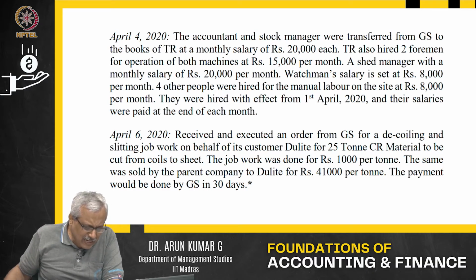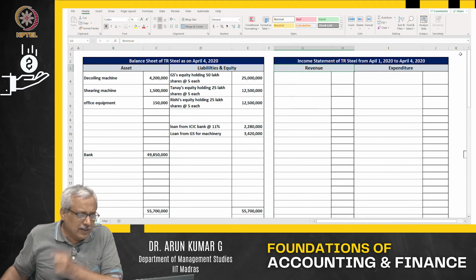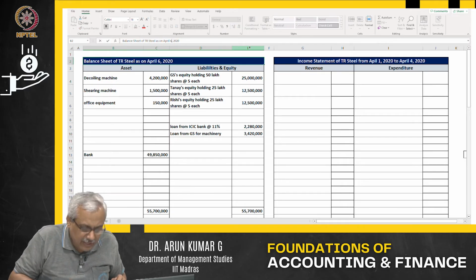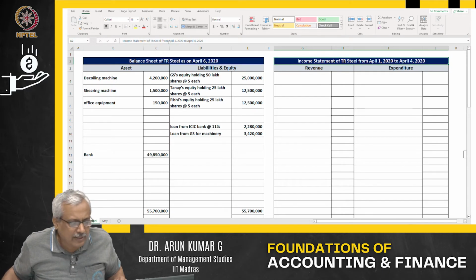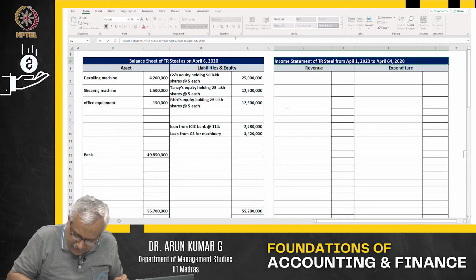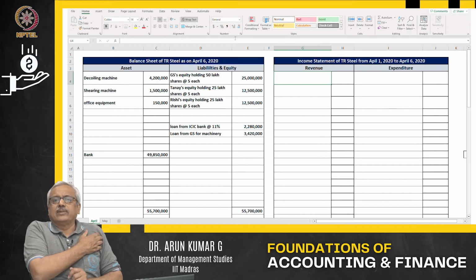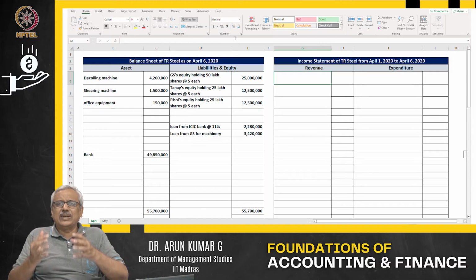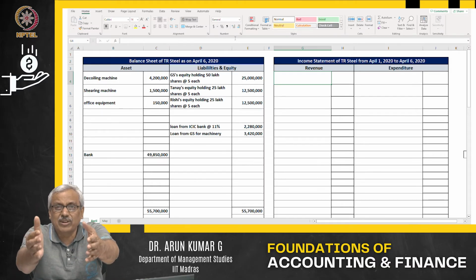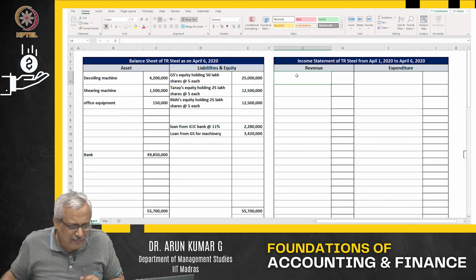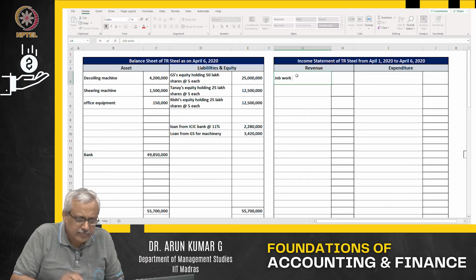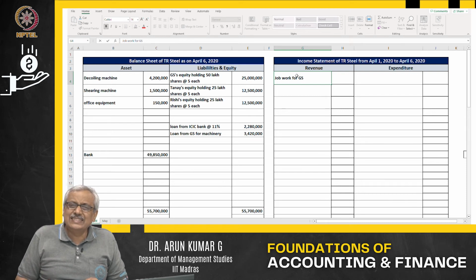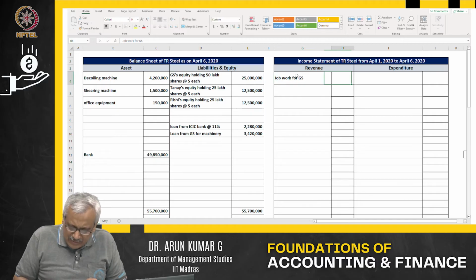So, what has happened? Now, I go back here. This 6th of April, right, Suhel? Yeah, 6th. My TA is here, TA is called Suhel. So, I keep asking him all the time. So, as of 6th of April, what has happened? There is an order that you have received, you have done the job, you have executed and delivered it back. That means you have earned. How much have I earned? I have earned job work for GS. I don't worry about whether GS is selling it to Dulite or anybody. I have done the job work.